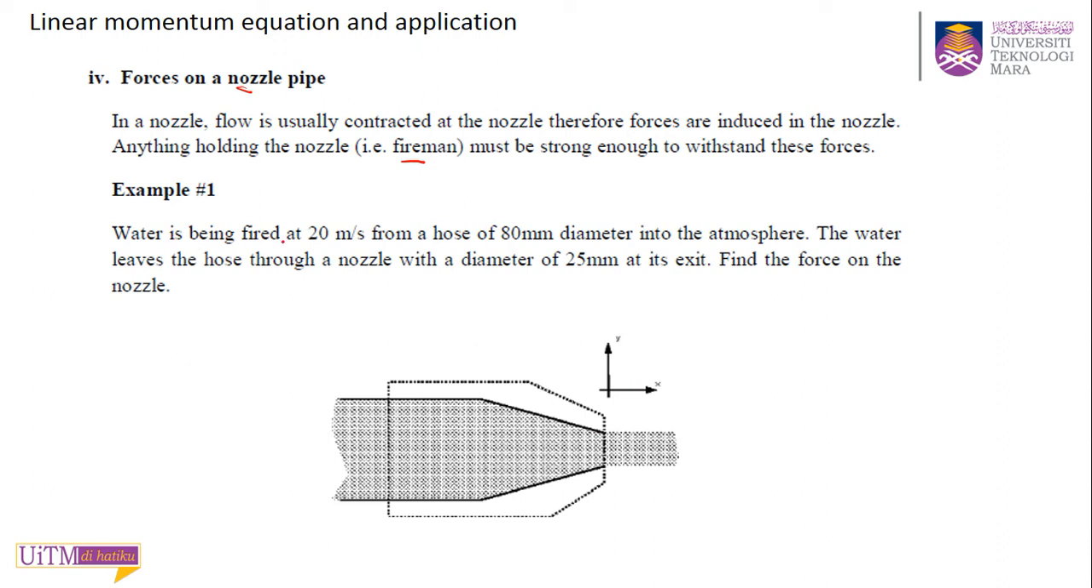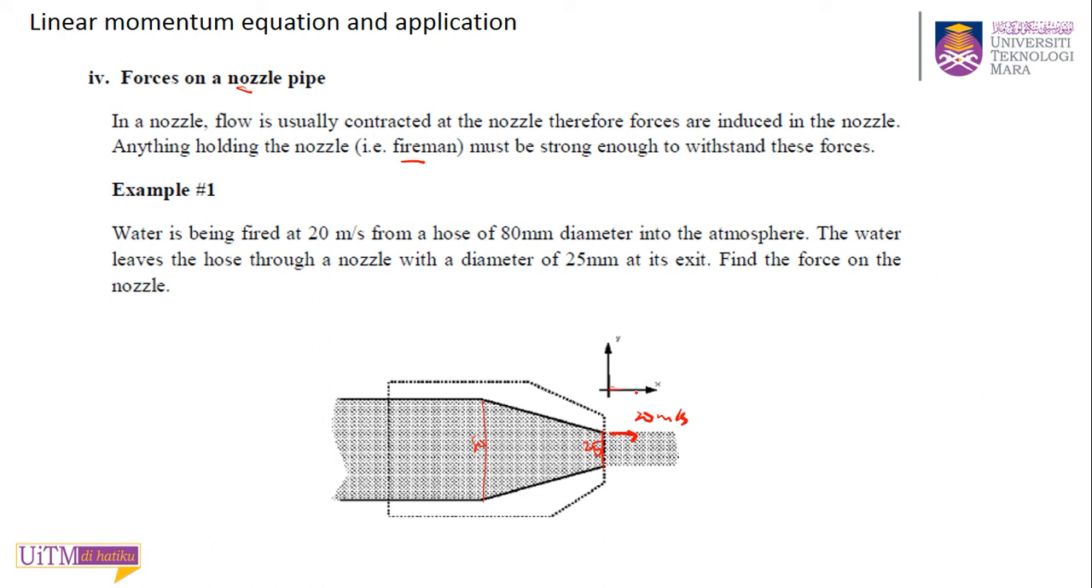The water is being fired at 20 meters per second from the hose, of 80 millimeter diameter, into the atmosphere. So this diameter is 80. The water leaves the hose through a nozzle with a diameter of 25. So this exit nozzle is 25, and this inlet is 80. At its exit, find the force on the nozzle. So they ask you to find the resultant force.